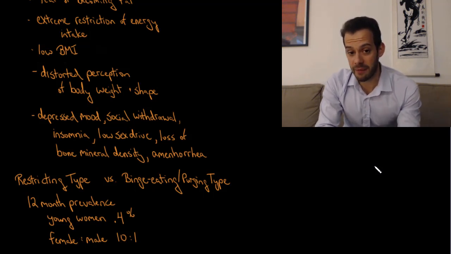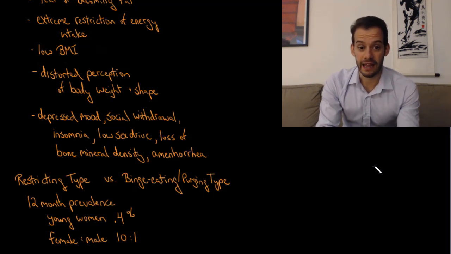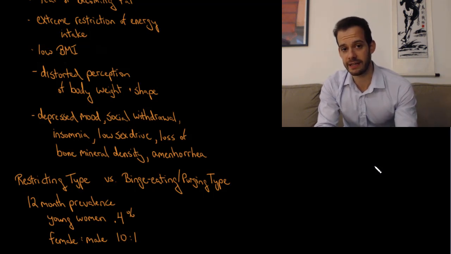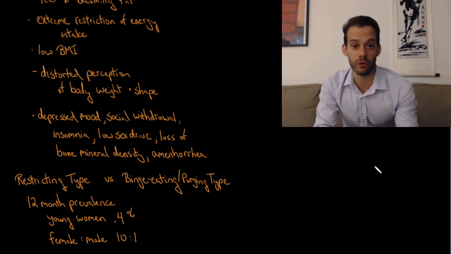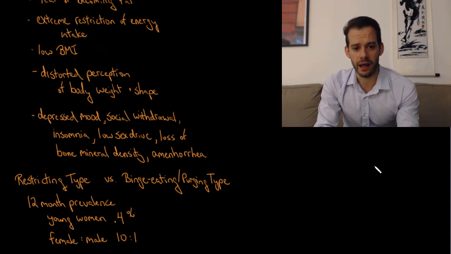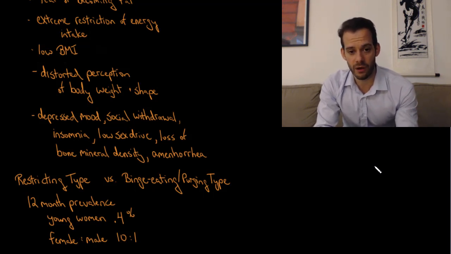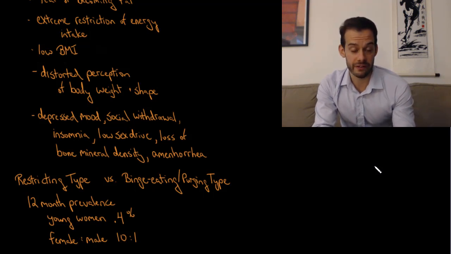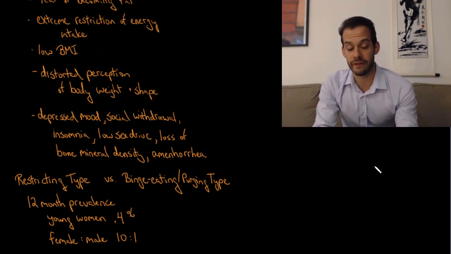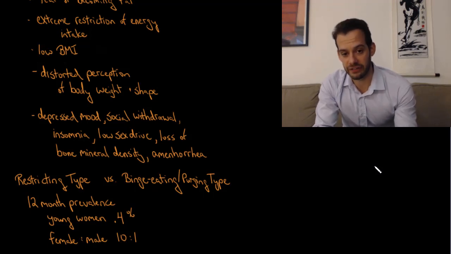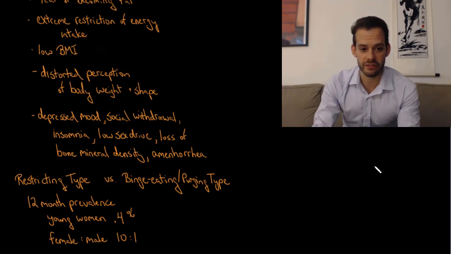We also tend to see insomnia, low sex drive, a loss of bone mineral density. So what happens is because they're restricting the nutrients and minerals that they're taking in because they're not eating enough, their body actually starts to leach minerals out of their bones in order to continue functioning. And in many cases, women will show amenorrhea, which refers to a loss of their menstrual cycle. They'll stop having their menstrual cycle, and this is because they are not taking in enough energy, and their body's essentially shutting down this reproductive process.